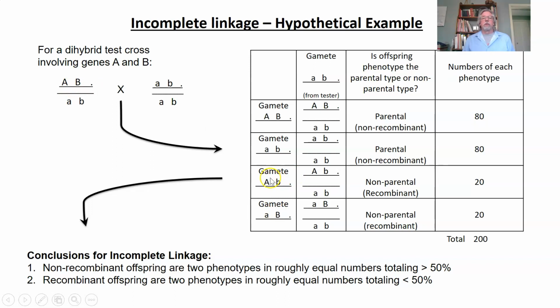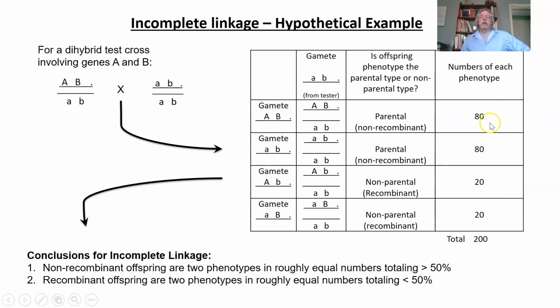All right, these are the recombinant gametes, and they're going to produce recombinant offspring. These are the non-recombinant gametes, and they're going to produce non-recombinant offspring. Okay, so that's indicated in this column, which are recombinant or non-recombinant. And by the way, you can use these terms interchangeably. The textbook, I think, uses parental and non-parental. I usually use non-recombinant and recombinant.